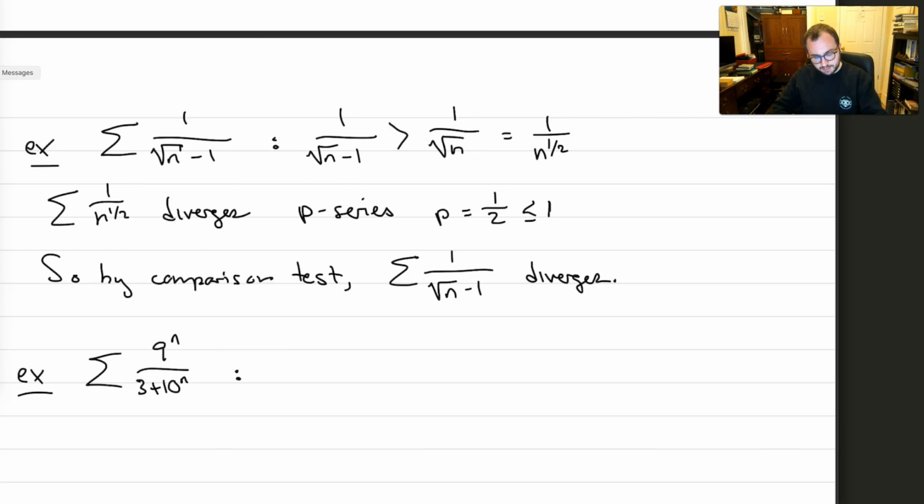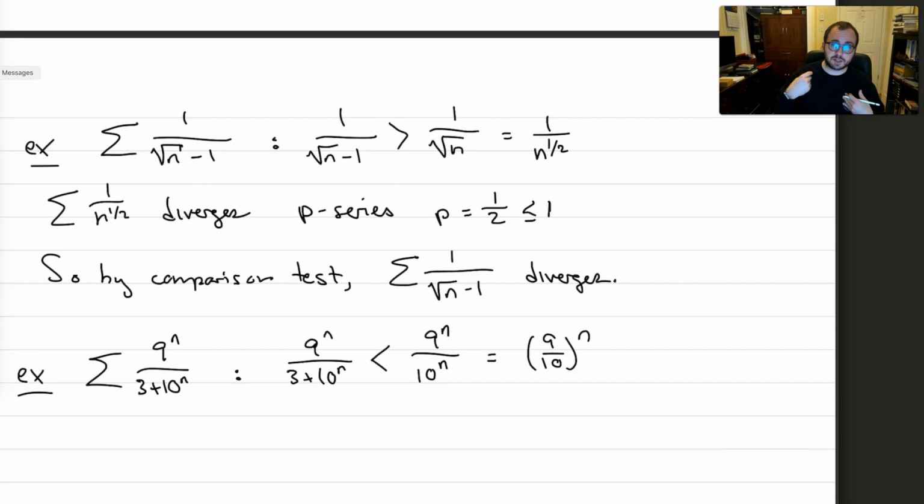And when I start writing out this fraction, 9 to the n over 3 plus 10 to the n, I want to compare that directly to something that is purely geometric, not just something that looks geometric, but purely so. I know that the left-hand side here, 3 plus 10 to the n, that's the denominator. That's a bigger denominator, so that's a smaller fraction. And you see where this is going already, because 9 to the n over 10 to the n is 9/10 to the n. So my series is smaller than that geometric series, 9 over 10 to the n.